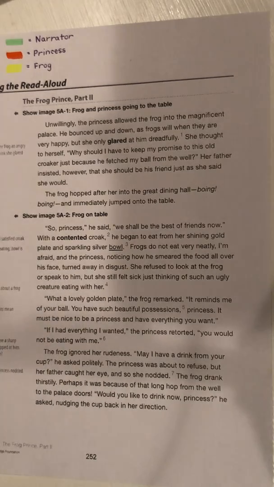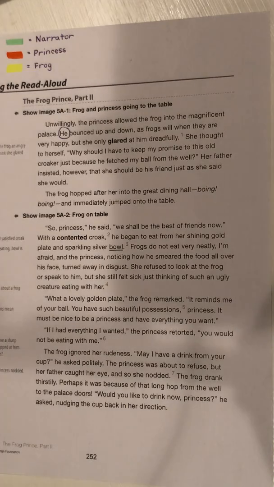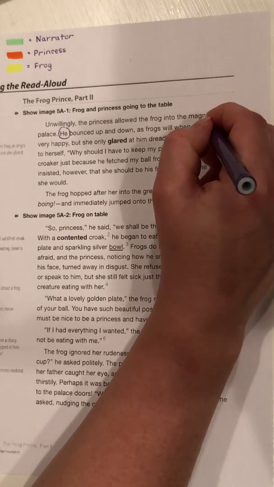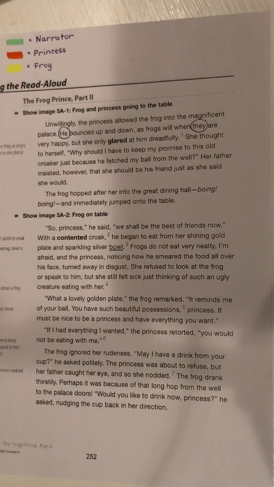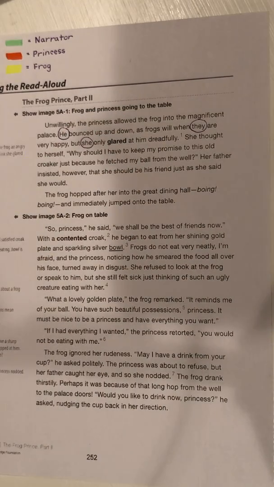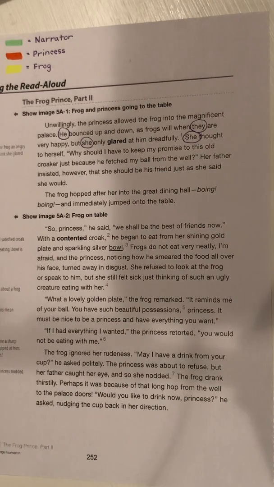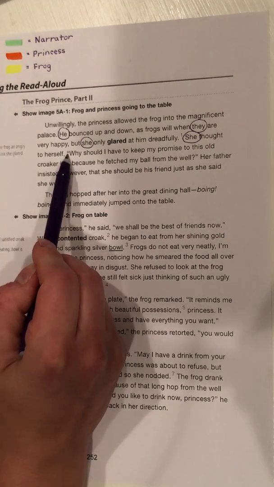Okay, so let's begin. Unwillingly, the princess allowed the frog into the magnificent palace. He bounced up and down. I see a clue word. I'm going to go ahead and circle it. He bounced up and down, as frogs will do when they are very happy. But she only glared at him. She thought to herself. Now I'm going to stop there because then I see some quotation marks.